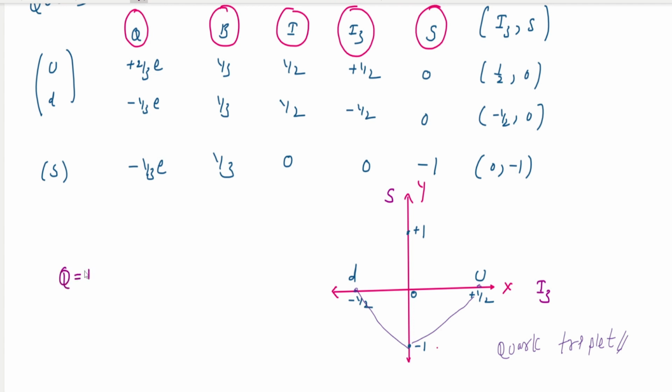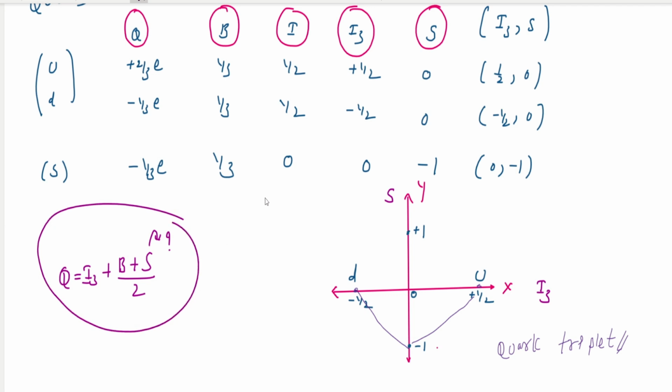Q equal to I3 plus baryon number plus strangeness number divided by 2. We know how to calculate this isospin third component, baryon number and charge, very easy. Then we can easily find strangeness. Here one important piece of information: antiparticles and particles have the same mass and isospin, and for the remaining intrinsic values, the numbers are opposites. Okay, this is all about this quark triplet.